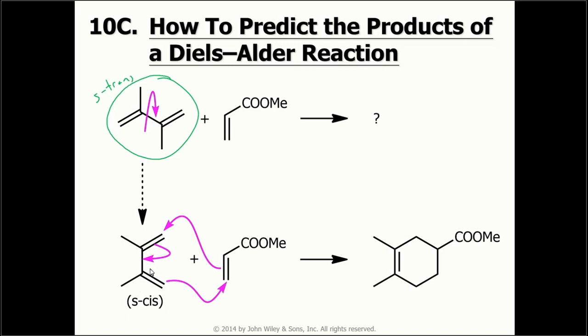So once you've determined that information, then you can show your arrow pushing mechanism and draw your product. Remember, our product is a cyclohexene adduct.